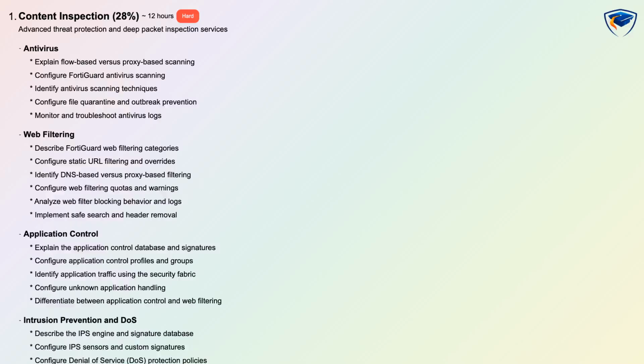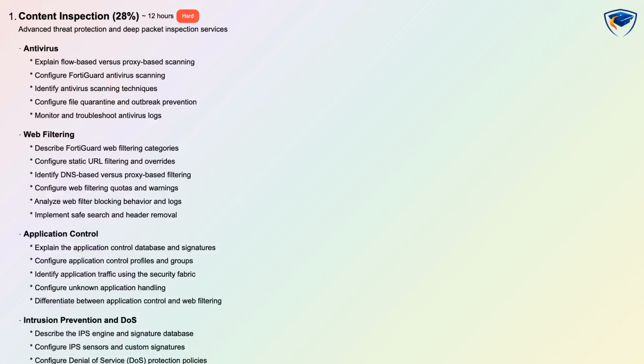Content inspection is weighted 28%, is rated hard, and has an estimated 12 learning hours with conceptual and scenario-based assessment. You will learn advanced threat protection and deep packet inspection services including antivirus flow-based versus proxy-based scanning, FortiGuard configuration, file quarantine and outbreak prevention, and how to monitor and troubleshoot antivirus logs.